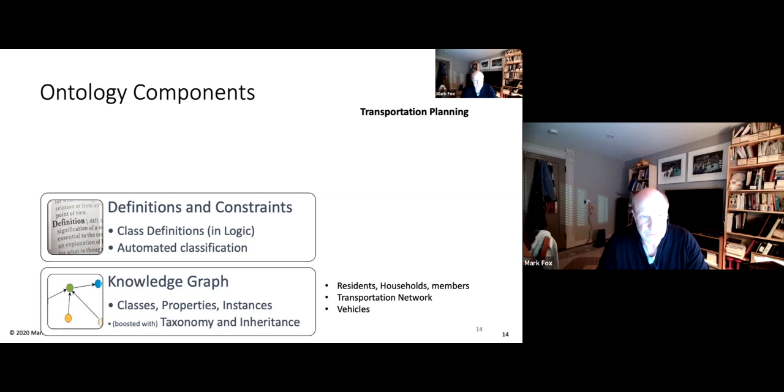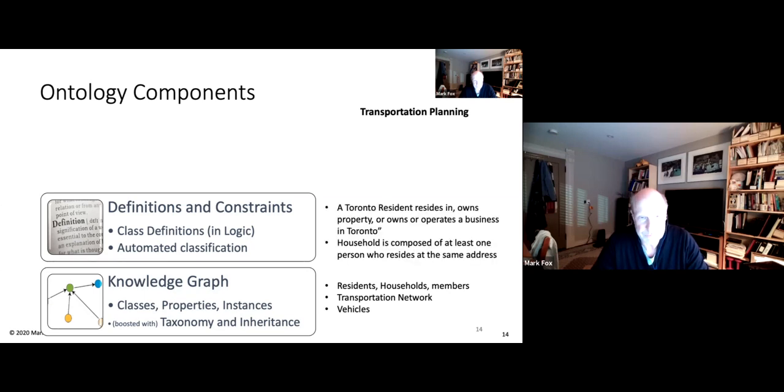So what do I really mean by definitions and constraints? Let's return to the transportation planning problem. In Toronto, one example of a definition is a Toronto resident. A Toronto resident resides in, owns property, or owns or operates a business in Toronto. That is a definition of a Toronto resident. At this level of definitions and constraints, we can use the language of logic to explicitly specify formally that definition of a Toronto resident. We can also define other concepts or classes, such as household. A household is composed of at least one person who resides at the same address. Again, that concept of household can be defined at the definitions and constraints level formally, explicitly, so that it can be used in reasoning, by an automated reasoner that is built on top of or consumes the ontology.